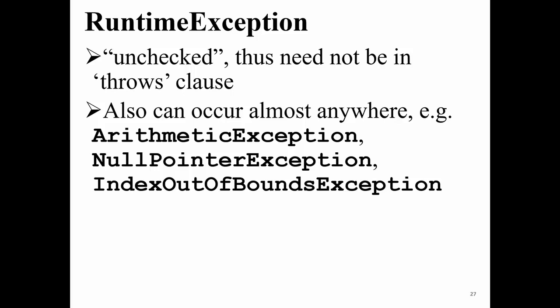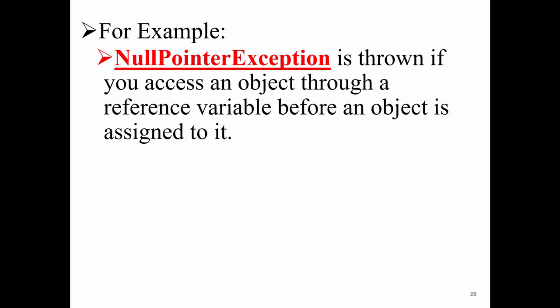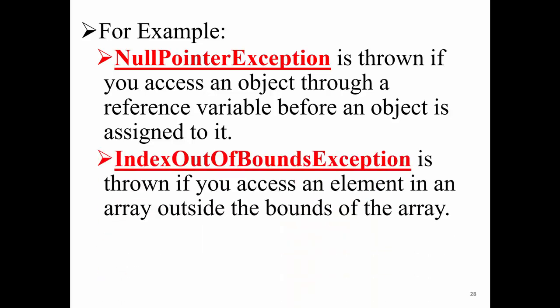Index out of bound exception occurs when you define an array of 4 elements, for example, and you try to access element number 5. You are out of bounds. So try to prevent these from happening in the first place, because you cannot find them. They only happen at runtime. So make sure the code is robust enough so no such exception occurs. Null pointer exception is thrown if you try to access the object through the reference variable before the object is assigned or constructed. Index out of bound, as I mentioned, happens when you try to access an element outside the bounds of the array.